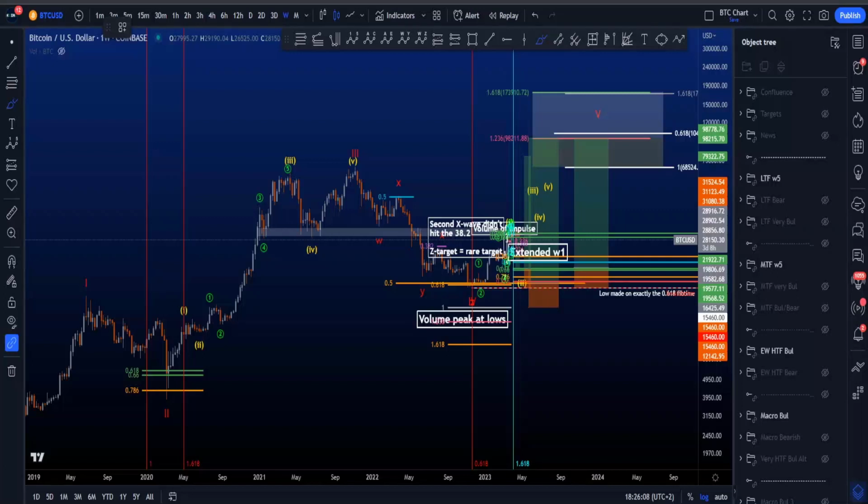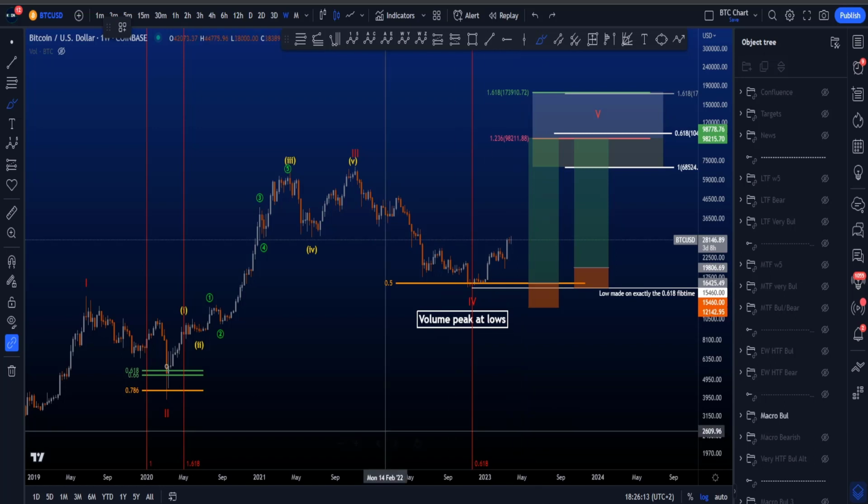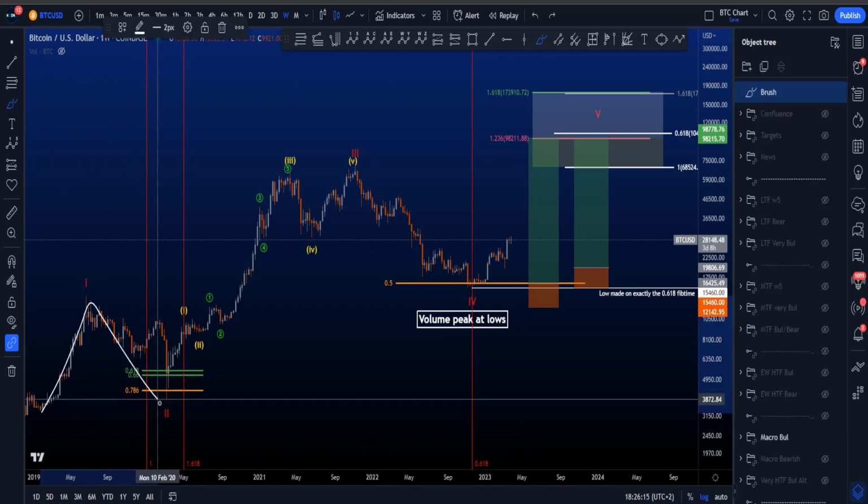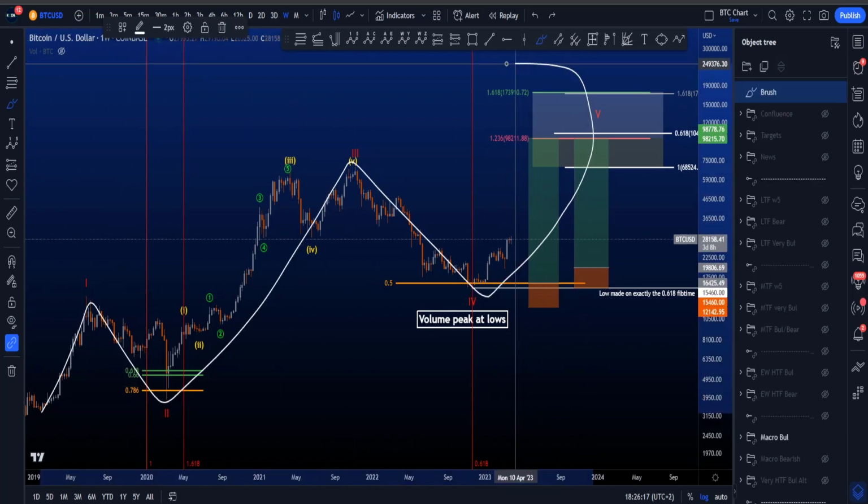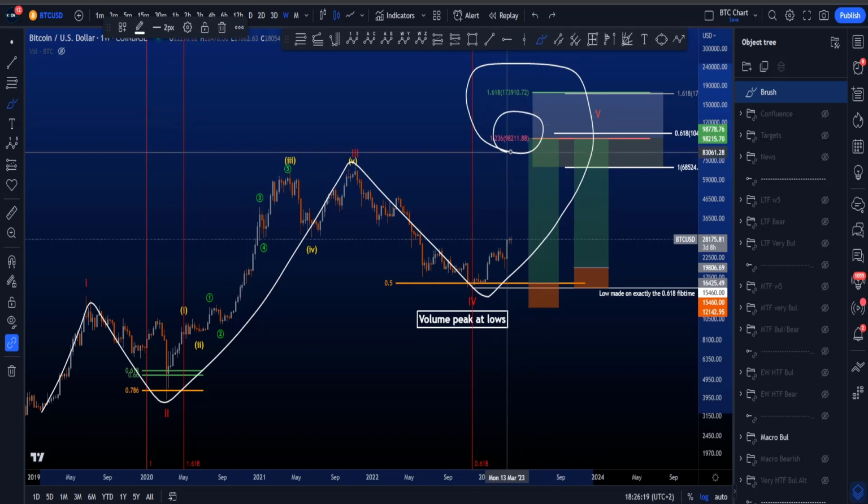Hi everyone, let's only look at my preferred scenarios on the macro, high time frame, medium time frame and the low time frame, starting with the macro time frame where I'm looking for a 1, 2, 3, 4 and then a wave 5 to the upside, with the main target area being between 98k and 174k.